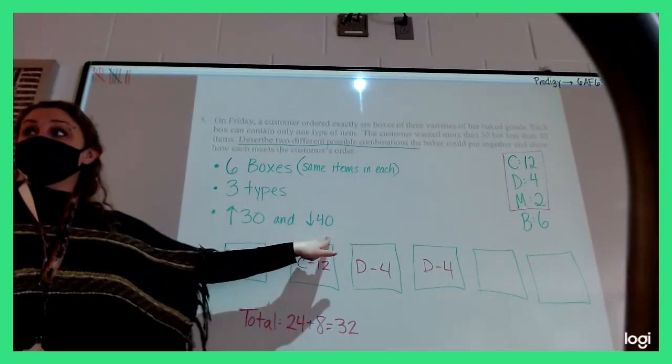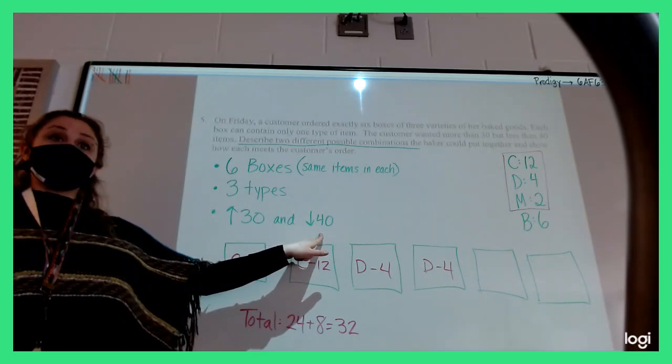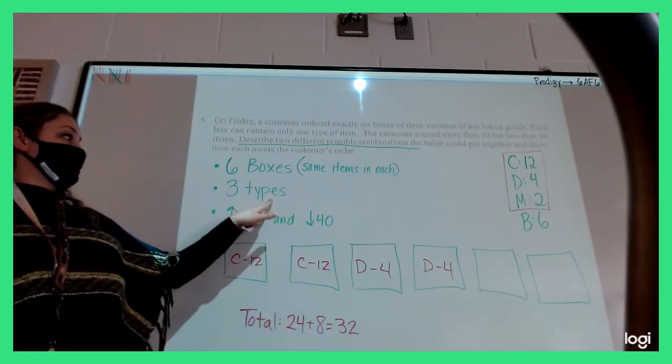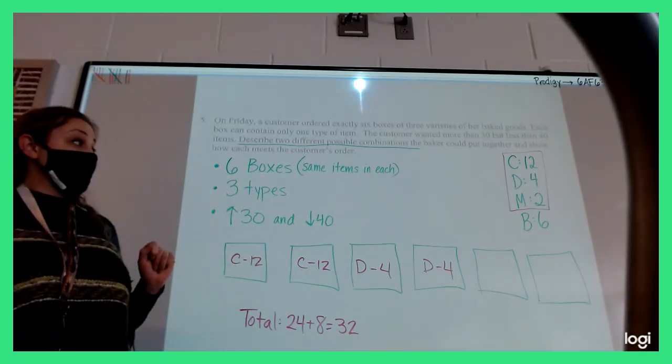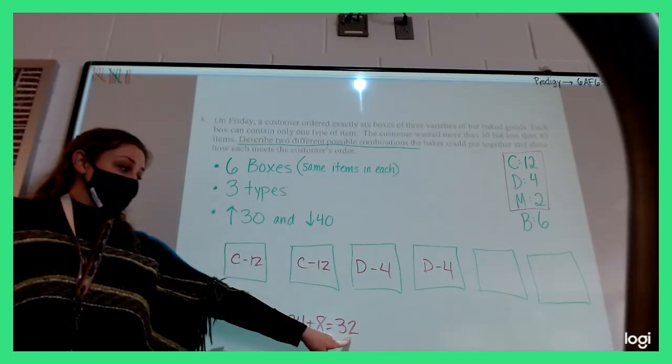Am I now in the range I need to be? Between 30 and 40? Okay, make sure we're looking up here, paying attention. I know this is hard, that's why we're doing it together. Have I used 3 types? No. Not yet, and I don't have 6 boxes. So, at the end down here, I need to stay between 30 and 40.